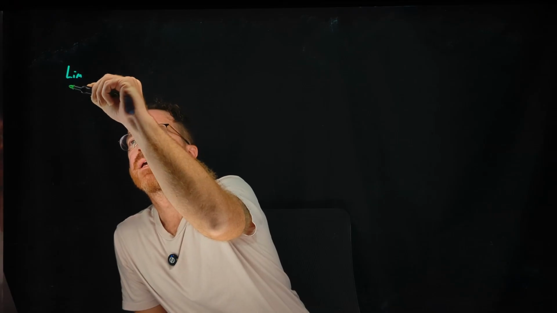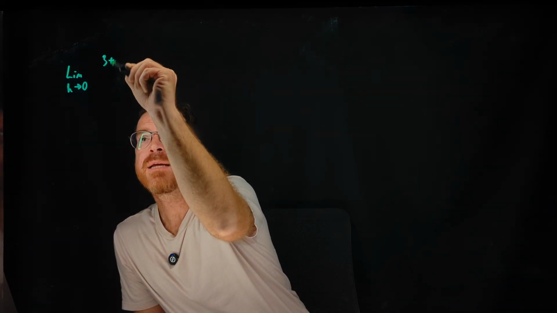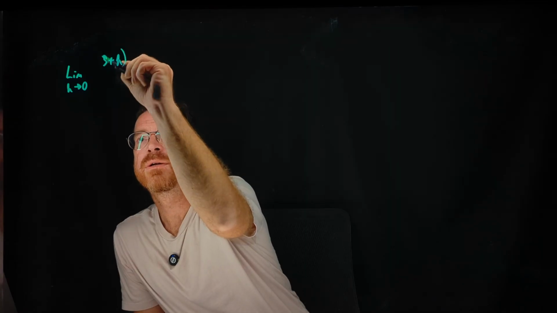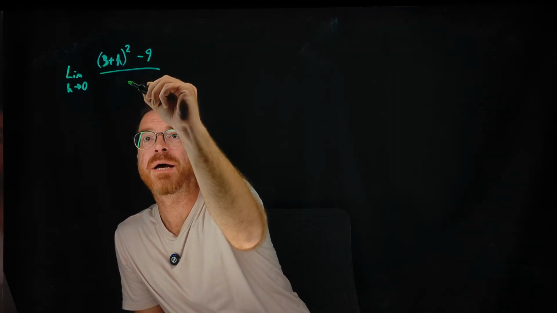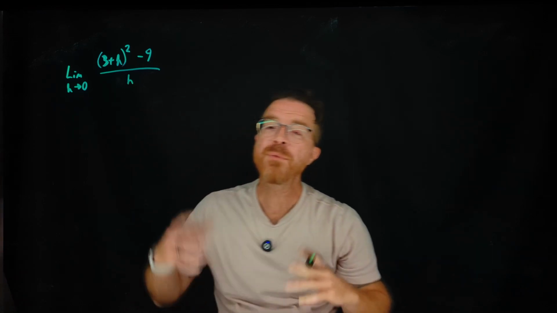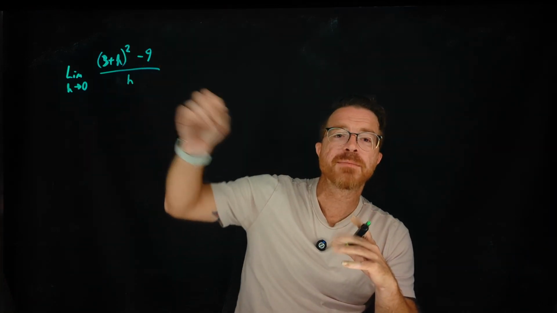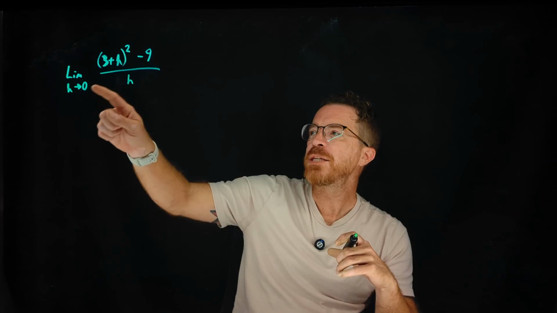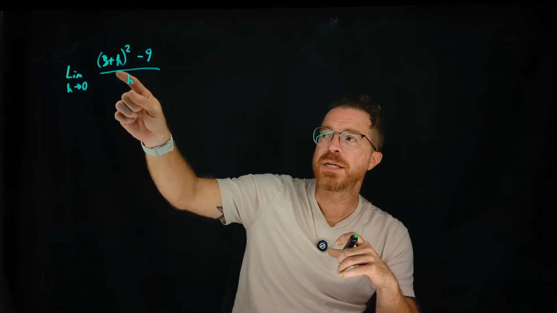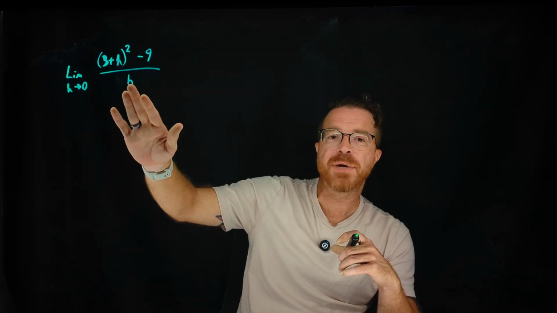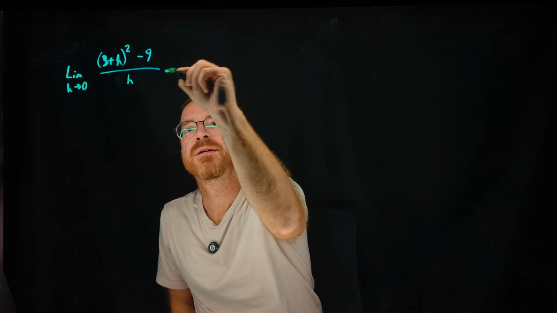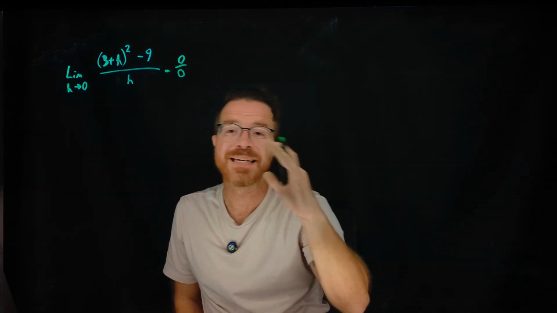Next, we're going to look at what is the limit as h approaches 0 of 3 plus h squared minus 9, divided by h. So if we were to first look at our substitution method, let's say we substitute 0 in everywhere we have h. This would be 3 plus 0, which is 3, squared would give us 9. So 9 minus 9 is equal to 0, divided by 0, this would give us 0 over 0, which again is indeterminate.